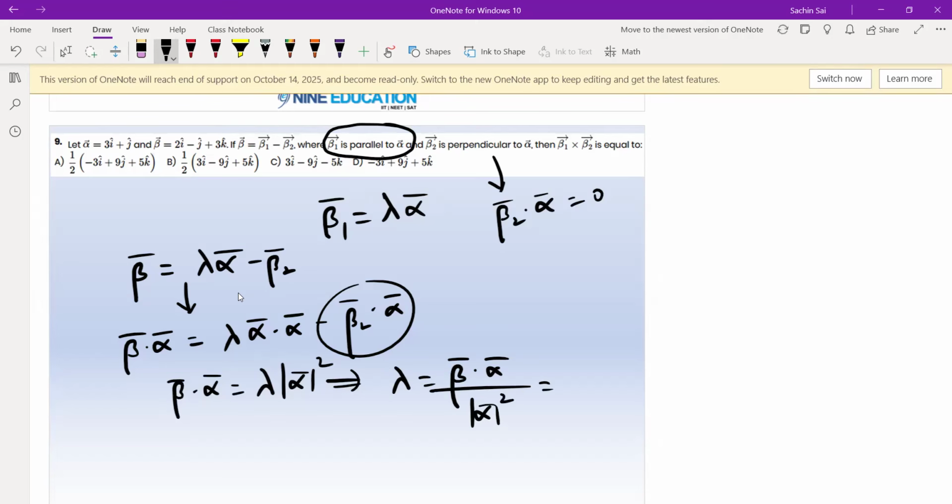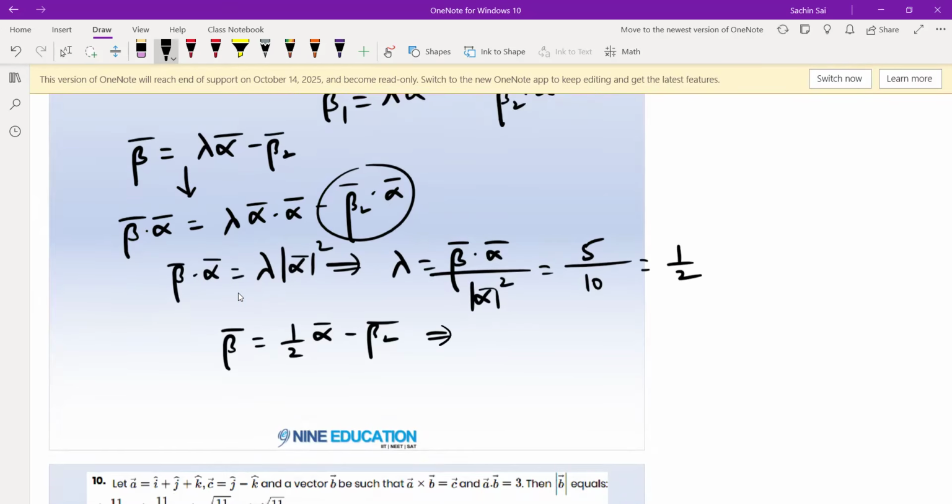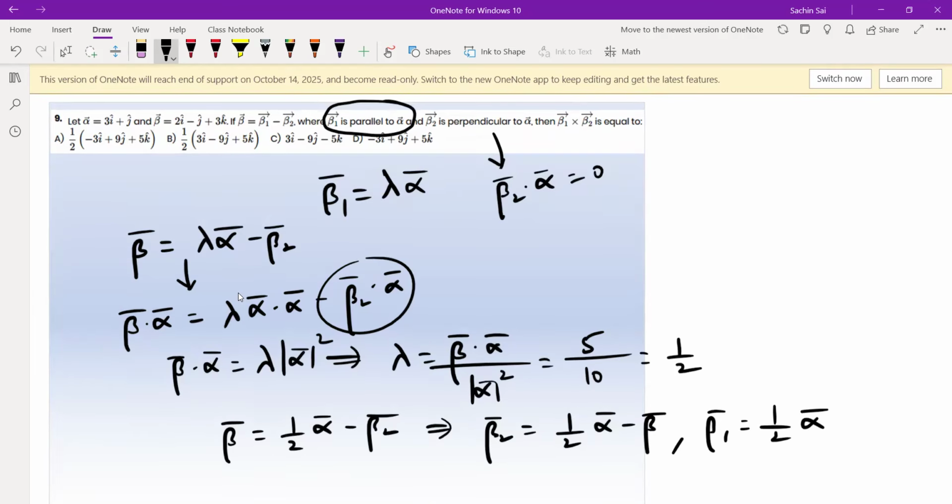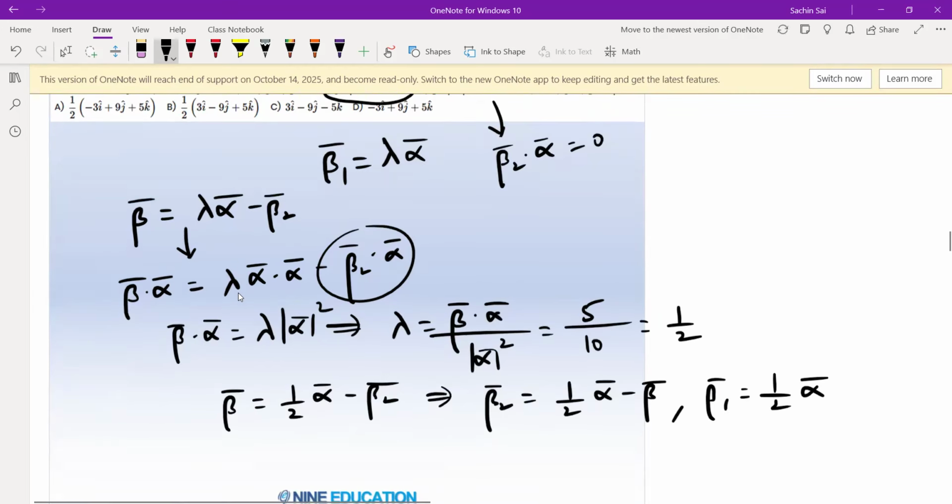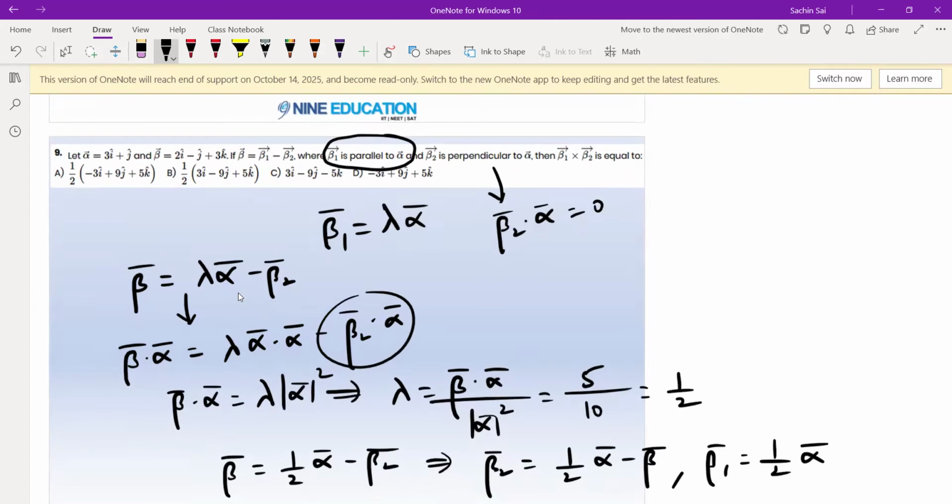So what is beta dot alpha here? 6 minus 1, 5. And mod alpha square is 10. So you have lambda is 1 by 2, right? Which means substituting here, you get beta bar equals half alpha minus beta 2, right? So from here, you get beta 2 bar, which is half alpha minus beta. And we already know beta 1 bar is half alpha, because remember we started by assuming that beta 1 bar is lambda alpha bar, right? Now all you have to do is find beta 1 cross beta 2, right? That is what is asked. Beta 1 cross beta 2 is to be found.